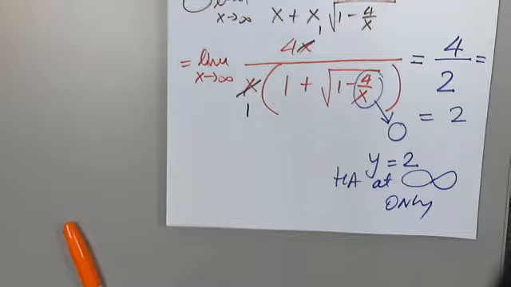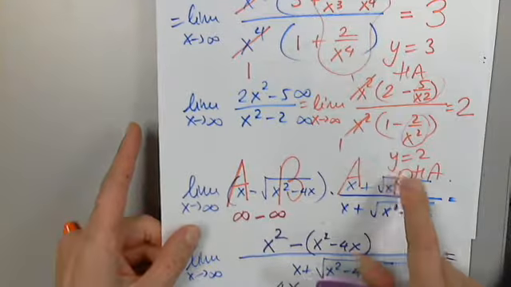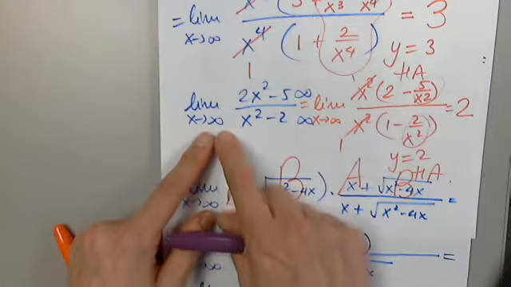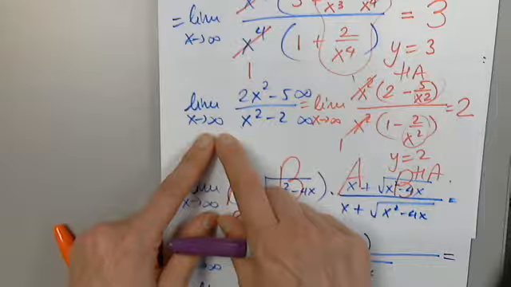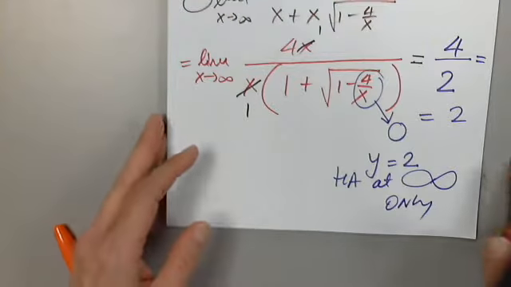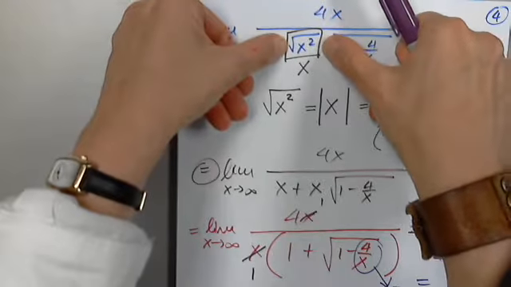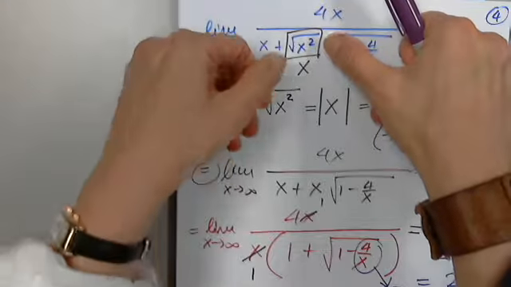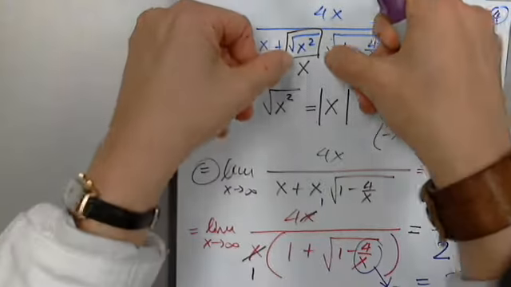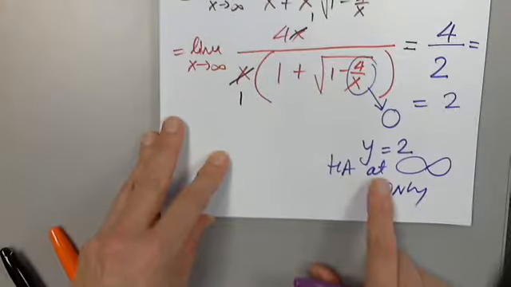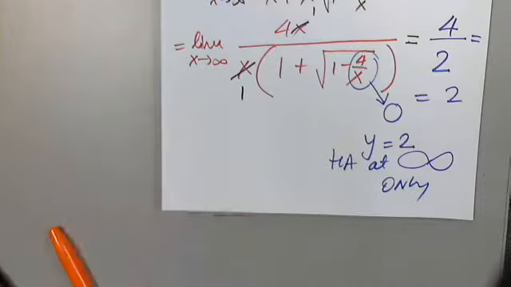See, in the previous examples, we never thought to write y equals 2 a horizontal asymptote at positive infinity, because we did not use the fact that x approaches infinity. But here I did. Where? Right here. Because this had two options. Because x approaches infinity, this was changed into x. Because I used the fact that x approaches infinity, I have to write that y equals 2 is a horizontal asymptote at infinity only. Because we have not looked at the other one.